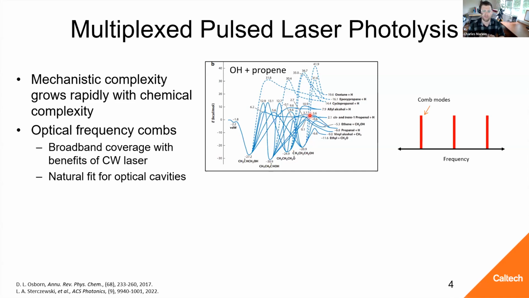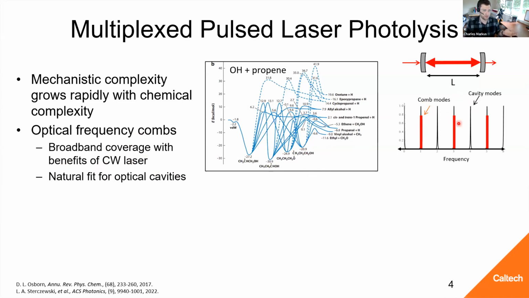And so you get the benefits of, for example, a CW laser while getting the coverage of 100 or more wave numbers. And they're a very natural fit for using enhancement cavities. That's because, as Jakob said earlier, comb modes are separated at this very regular interval, and so are cavity modes to an extent. And so if you set the repetition rate of your frequency comb to match the free spectral range of your cavity or an integer multiple, then you can have very high coupling efficiencies or get much of your laser light through, and still cover a broad range.